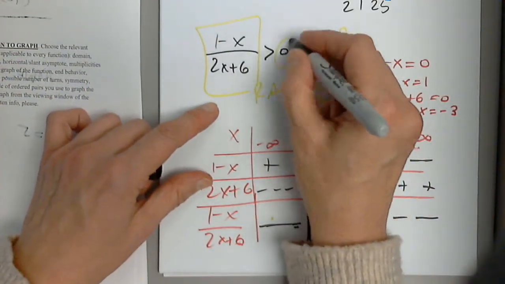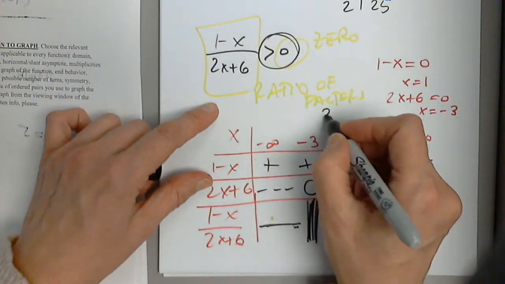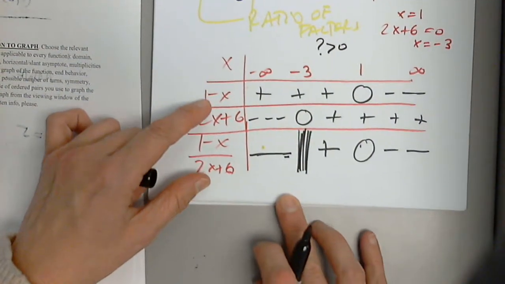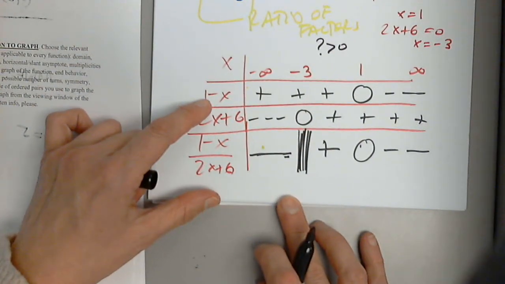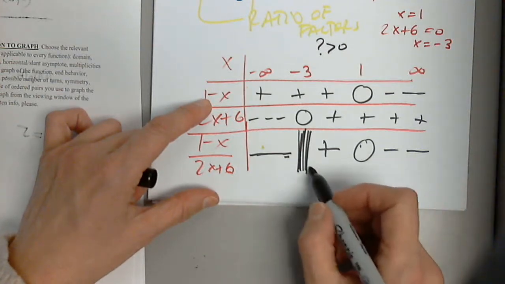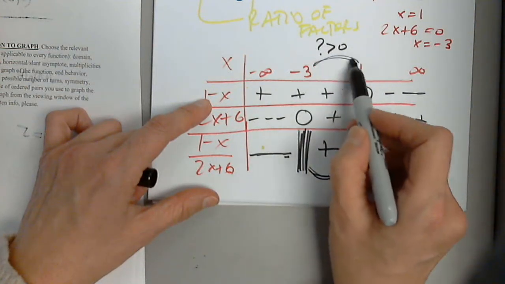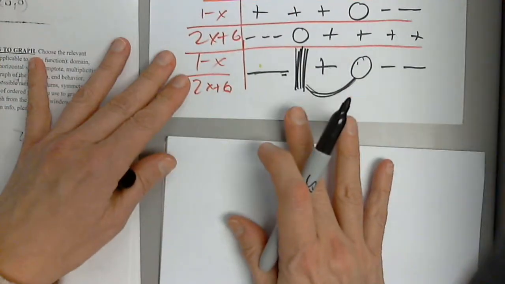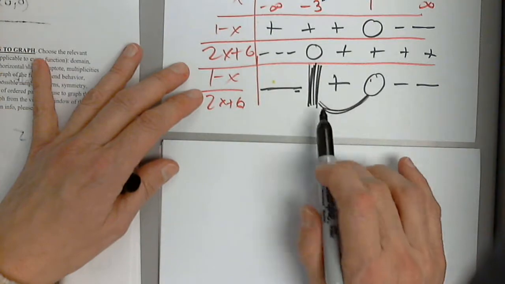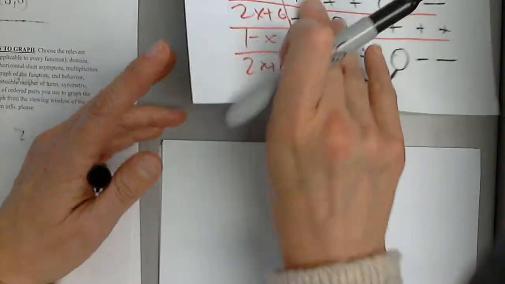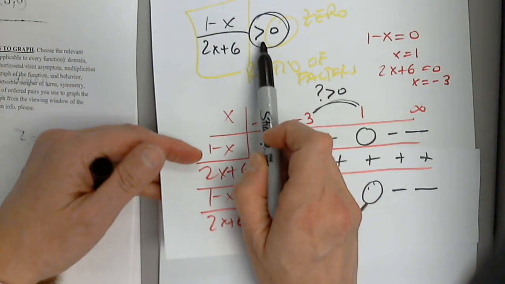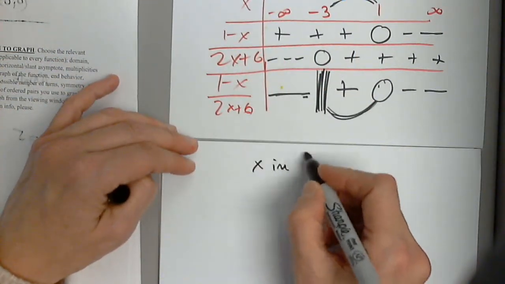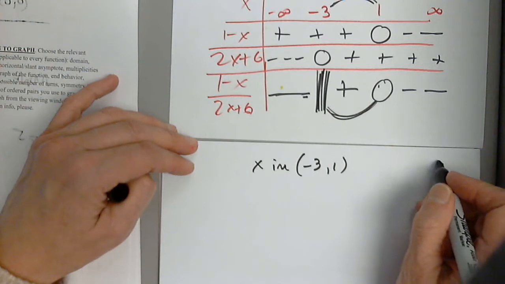Now I'm asking myself, what do I want? Which sign is greater than 0? Which sign do I pick? Yes, so I have to pick this interval, which means this interval. So x is between negative 3 and 1. I cannot pick negative 3 because it's undefined. I cannot pick 1 because I don't have the equal symbol here. So it's going to be parentheses on both sides. So x in the interval (negative 3, 1).